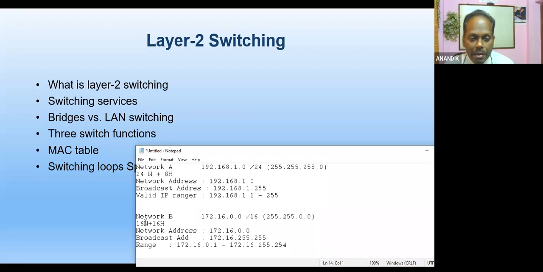Here only 8 networks and 24 host IPs will be there. So 2 power 24 will become 16 million IPs.